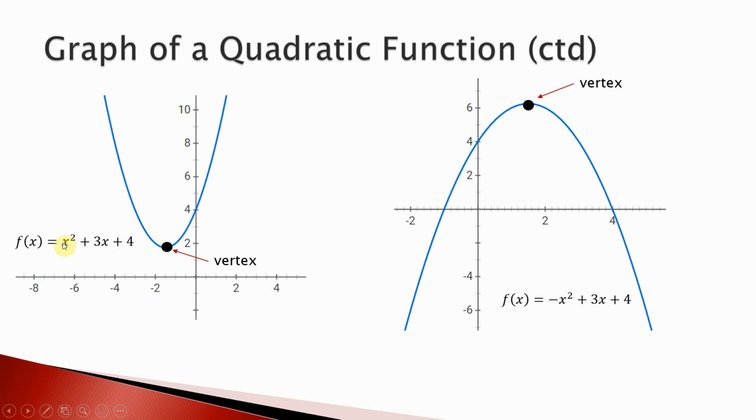If a is positive, it has a minimum value. So if a is positive, it opens upward and it has a minimum value. If a is negative, it opens downward and has a maximum value. We will discuss how to find the coordinates of the vertex later in this video.